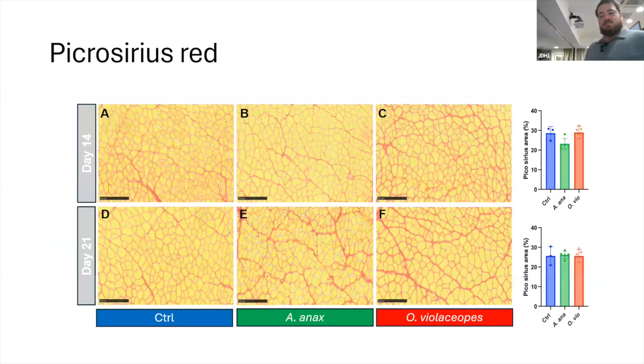And then to make sure that the increase in weight that we observed wasn't due to fibrosis, we did a Picrosirius red staining, and we found that at day 14 and day 21, there is no significant sign of fibrosis from either species. And annex actually has less fibrosis than the control at day 14, but that's likely just due to the differences between the animals, not due to the venom.